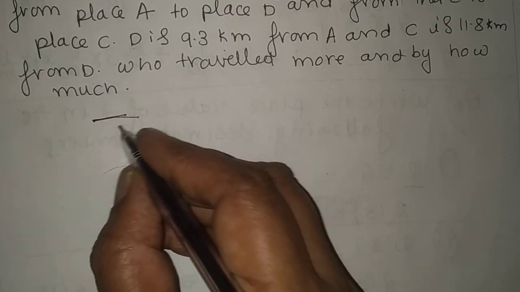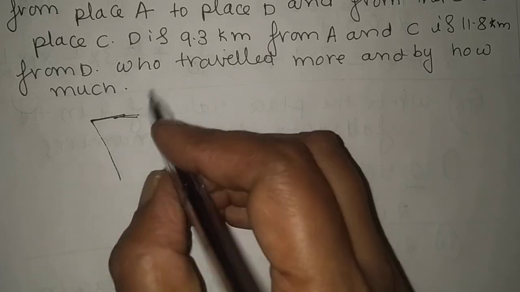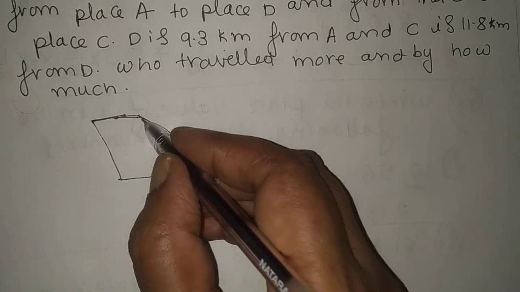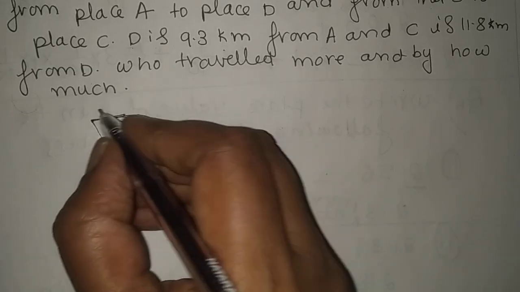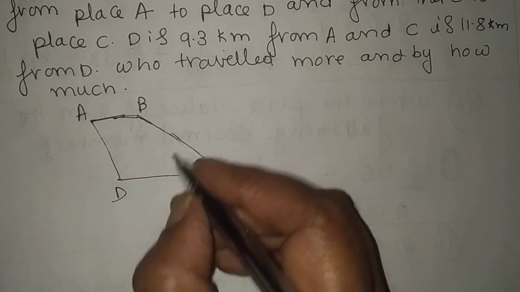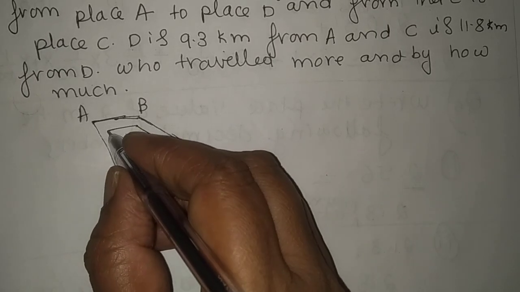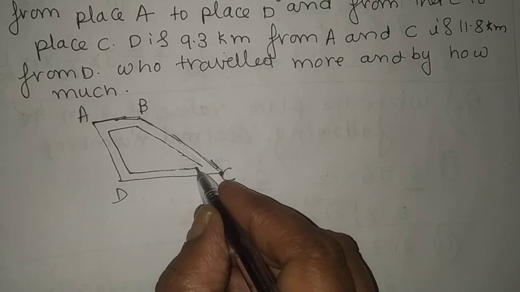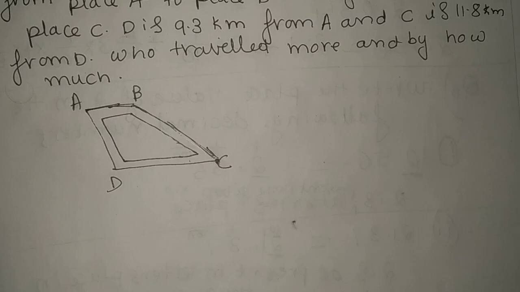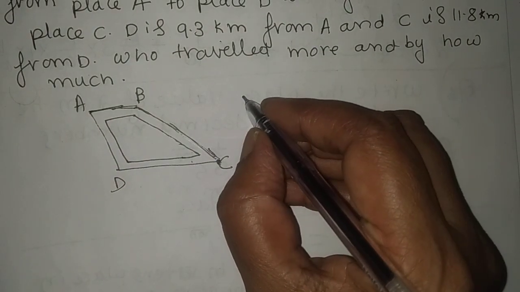So this is like this: A to B, and this is C. Two persons are traveling A, B, C, D, and they are given the same thing. This is the diagram. So A, B, C, D is the distance traveled. First we'll see Dinesh.